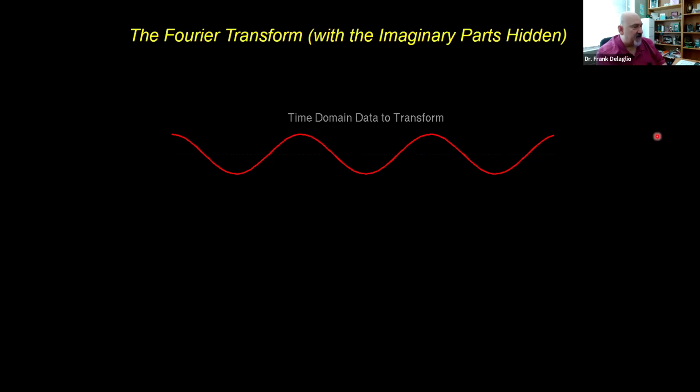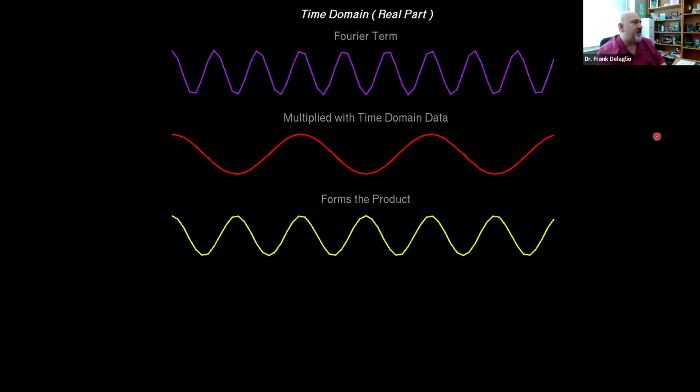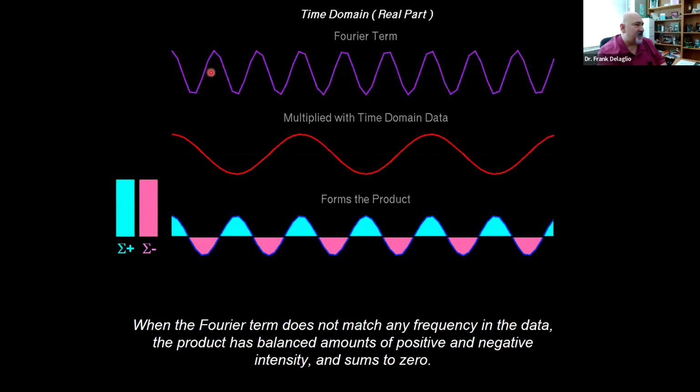So we start with our time domain data that we want to Fourier transform. We have one of the Fourier terms. We multiply the Fourier term by the time domain data, and that gives us a product. And we do that for all the different Fourier terms, stepping through them. In each case, we get a product. Now, the Fourier terms are sinusoids, and our NMR signals are sinusoids. When you multiply two different sinusoids together, the product has exactly balanced amounts of positive and negative intensities. So when you add them all up, you get something that's more or less zero.